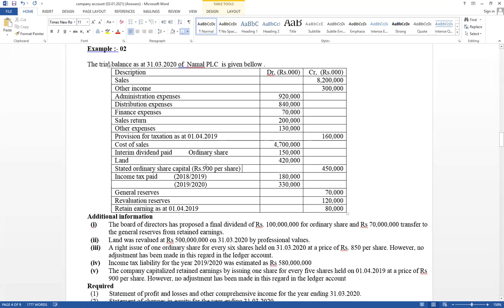Value divided by per share price. 450,000 divided by 900,000 equals the number of shares issued. That is the difference. All other things same. That first one, see the example.